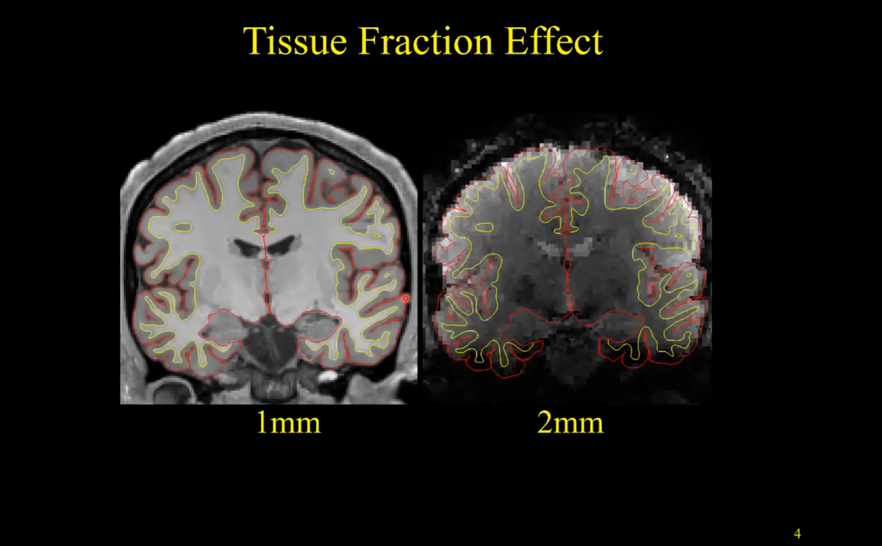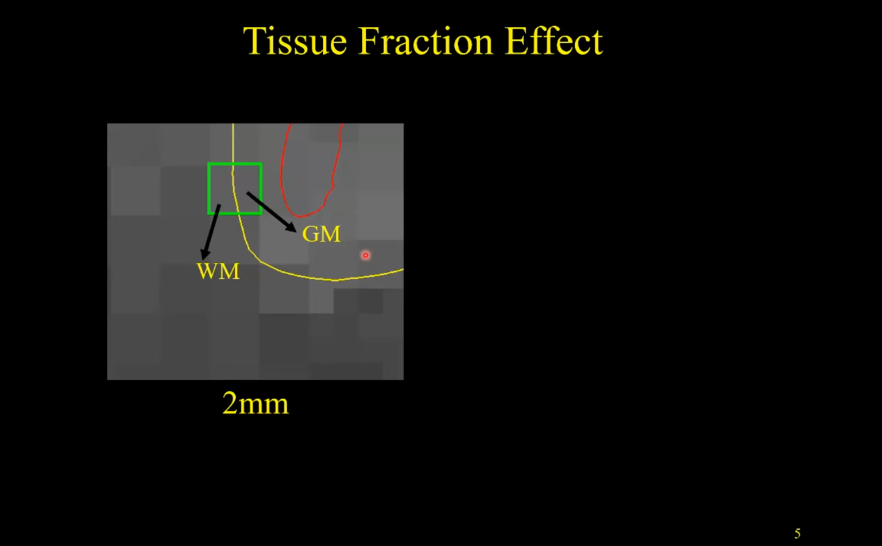So the tissue fraction effect. Here's a 1 millimeter anatomical where we've used FreeSurfer to create surfaces, and then I've mapped them onto the fMRI, which has a 2 millimeter voxel size. On the next slide I'm going to zoom into this little box here. And so here's my little box. You can see that it's all gray. Each one of those little boxes is 2 millimeters by 2 millimeters by 2 millimeters. This yellow line is the white surface. This red line is the pial surface. So everything in between them is gray matter, and everything on this side is white matter.